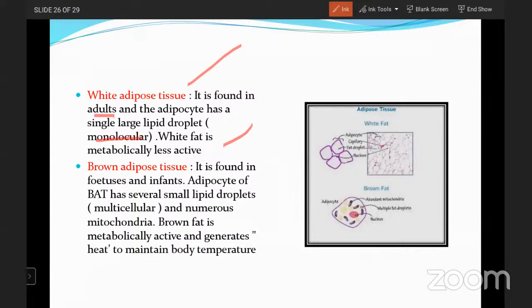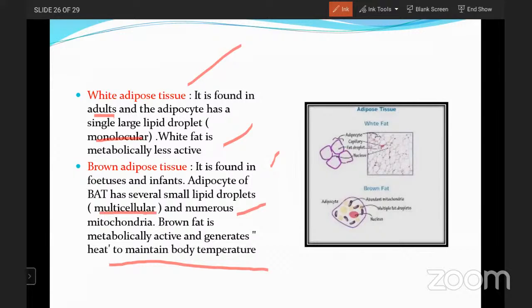Now the brown. It is found in fetuses and infants. Adipocytes of brown adipose tissue have several small lipid droplets, which is multilocular, and numerous mitochondria. Due to the presence of mitochondria, it is very active. Brown fat is metabolically active and generates heat to maintain the body temperature. So brown adipose is found in infants and white adipose is found in adults.